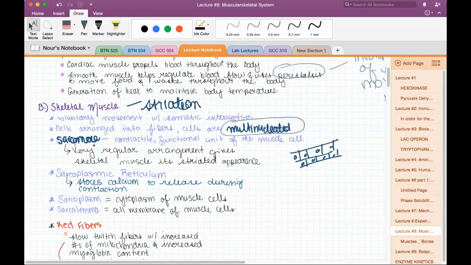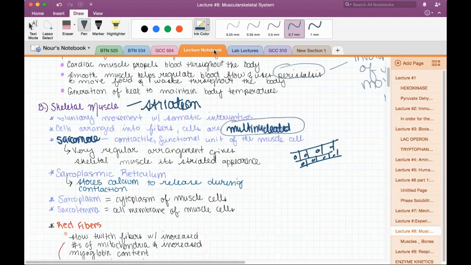So the sarcomere is another example of contraction. Skeletal muscle uses sarcomeres, and sarcomeres are these little elements or functional units of contraction. They are responsible for the striped regions inside of a skeletal muscle, and they're arranged in a very regular manner, which gives the skeletal muscle a striated appearance.